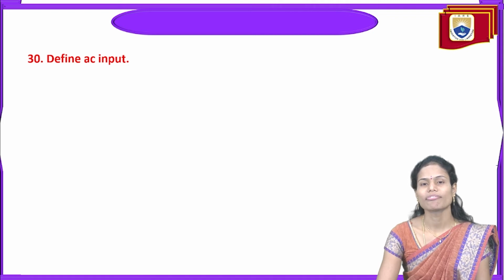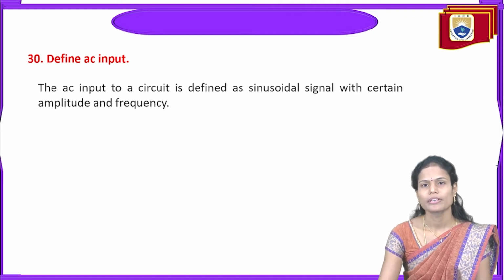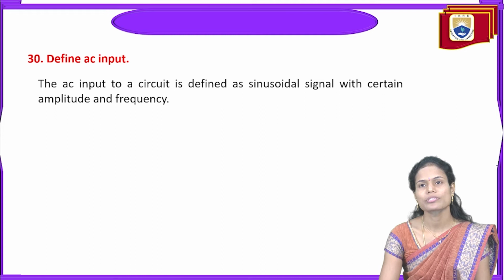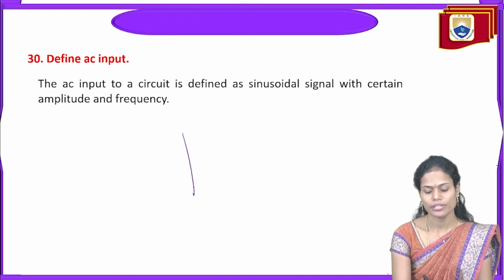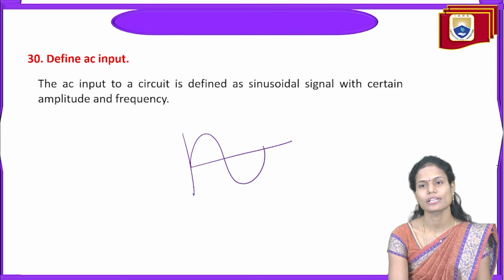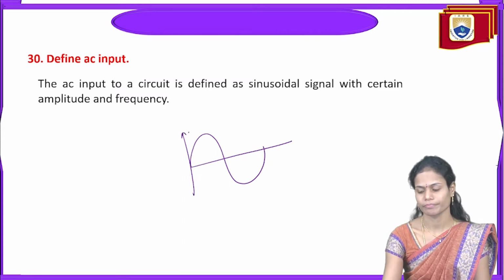And next, define AC input. The AC input circuit is defined as a sinusoidal signal with certain amplitude as well as frequency. So any AC signal with some certain frequency as well as amplitude indicates the AC input.